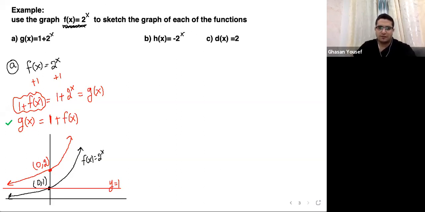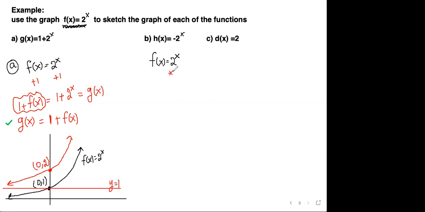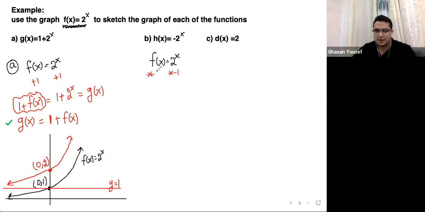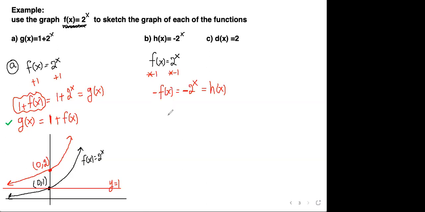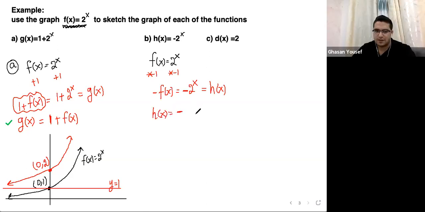Okay, so to graph this function, I have to first of all write the original function, f of x equal 2 to the power x. What should I do for this function to make it similar to the h of x? You have to multiply the function by -1. Exactly, multiply by -1 both sides. So I will get negative f of x equal minus 2 to the power x. Now this is equal to what? h of x. Now h of x is the same as minus f of x.